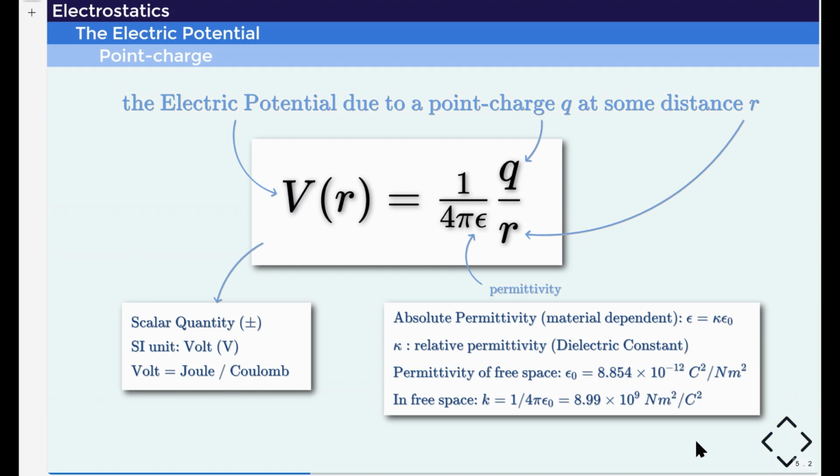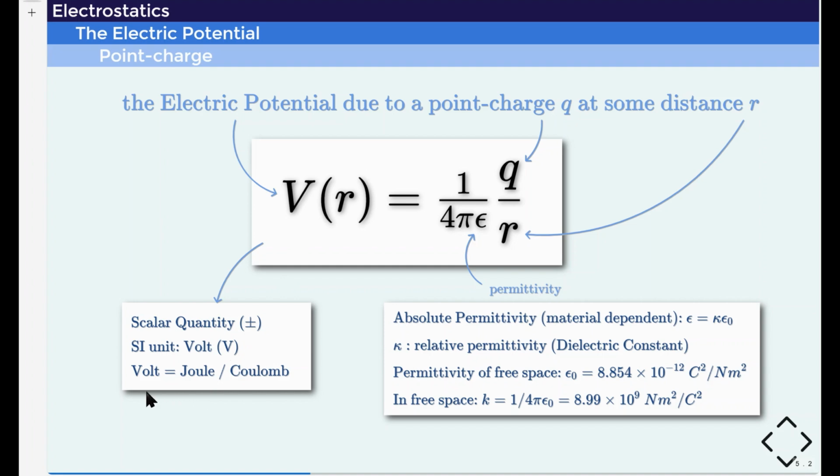The electric potential due to a point charge is given by some proportionality constant multiplied by the charge over the distance. I'll tell you more about that in a second. But let me just tell you up front that the potential is a scalar quantity that could be positive or negative depending on the sign of the charge, because everything else is positive. And the SI unit for this physical quantity is called the volt. It's named after the Italian scientist Alessandro Volta.